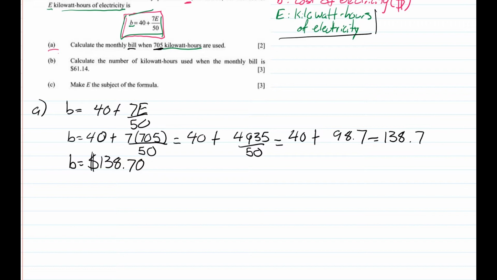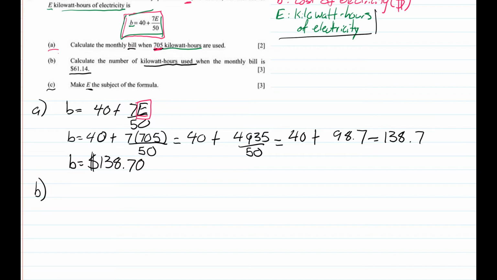So that's part A. Wherever we saw the E, that's where we substituted in the 705 kilowatt hours right there. So let's go on to part B. Part B says calculate the number of kilowatt hours used when the monthly bill is $61.14. To do this, we actually have to do part C first. Part C says make E the subject of the formula.